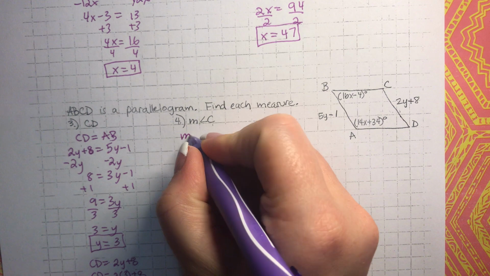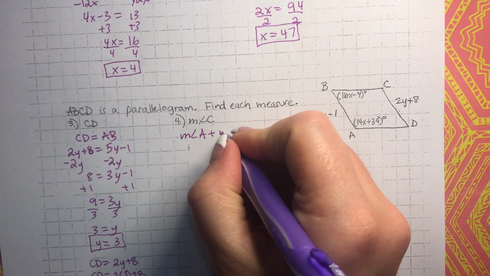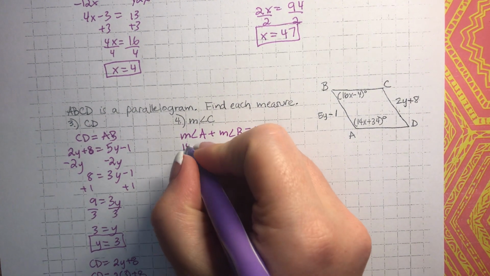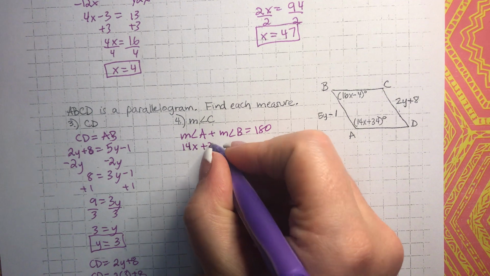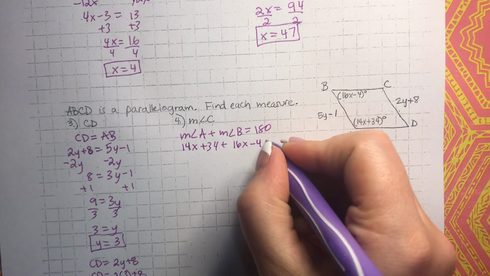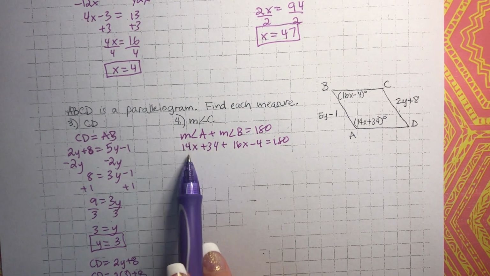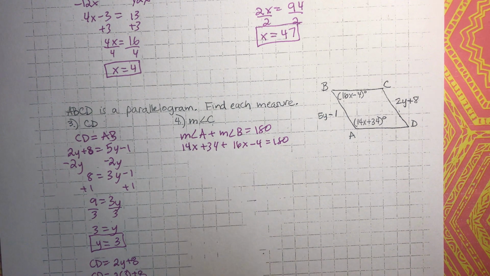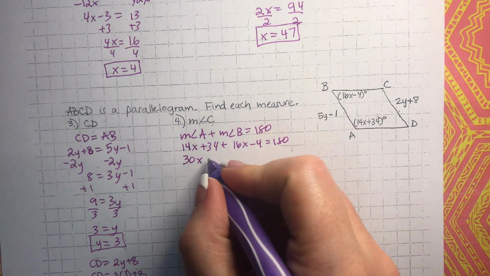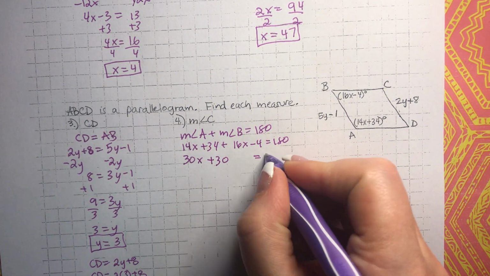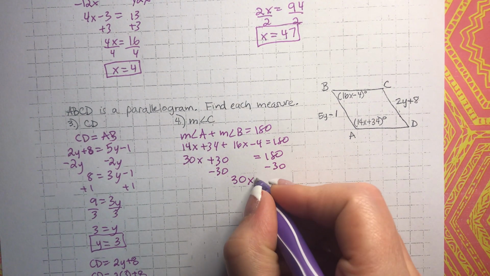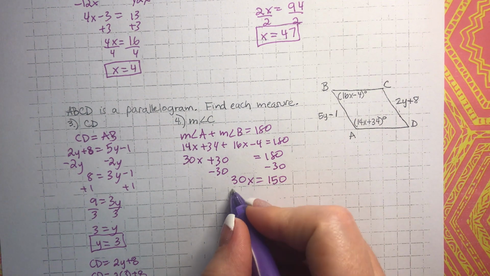So measure of angle A plus the measure of angle B equals 180, right? We're going to substitute in measure of angle A, 14x plus 34, plus the measure of angle B, which is 16x minus 4, equals 180. Then we just simplify, right? So 14 plus 16, that's going to be 30x. And then 34 minus 4 is just going to be 30. And then subtraction property of equality. That's 150. Now we're going to figure out what x is.